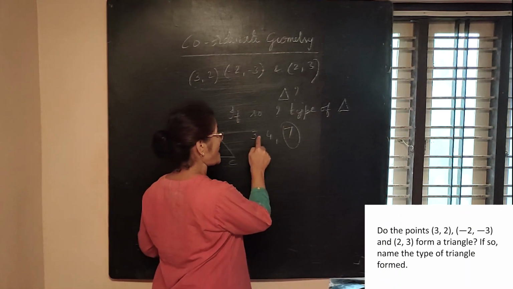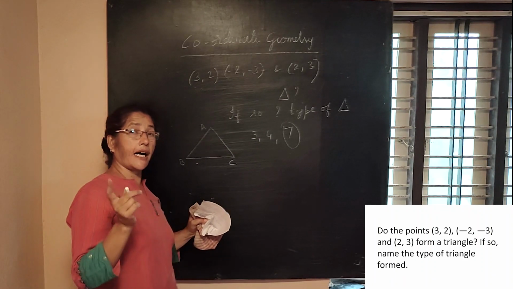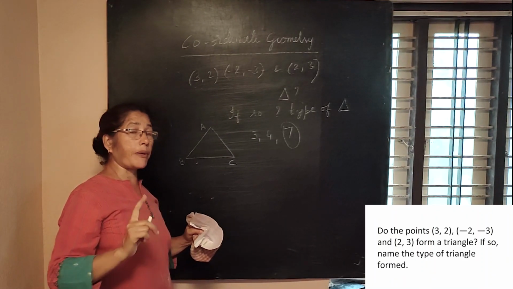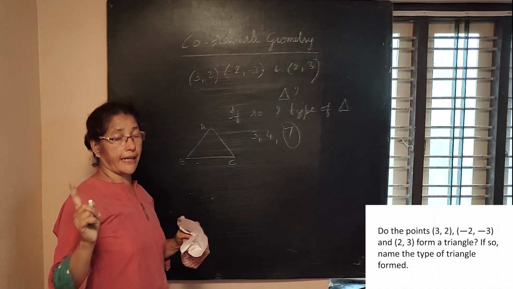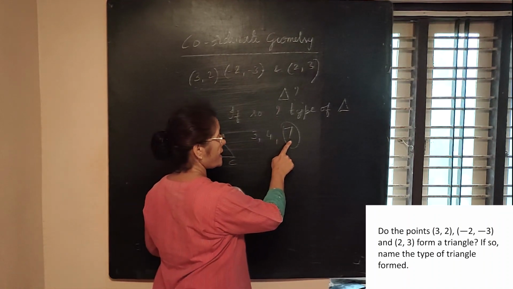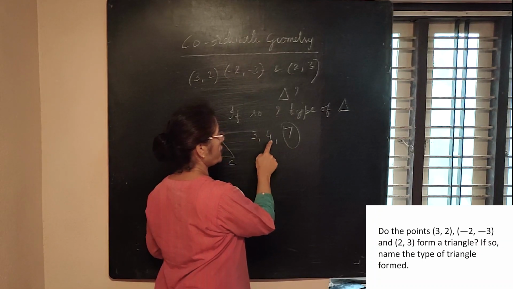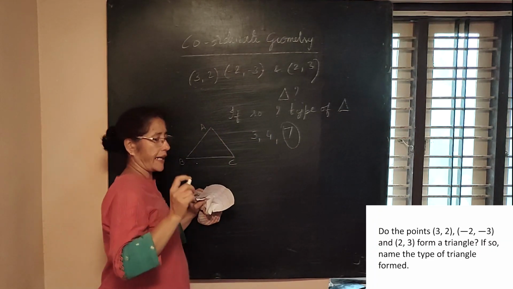Now, you have to add the other 2 sides. When you add them, the sum should be more than the biggest side. Then only you will be able to draw a triangle. Here 7 is equal to the sum of the other two, so you cannot form a triangle.